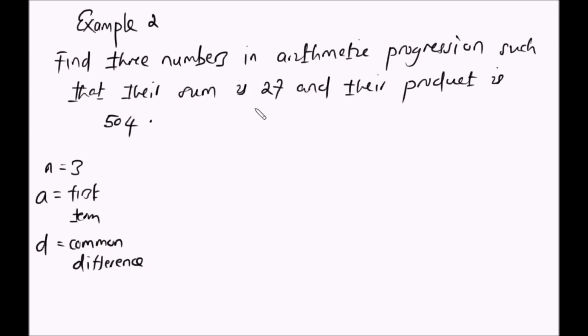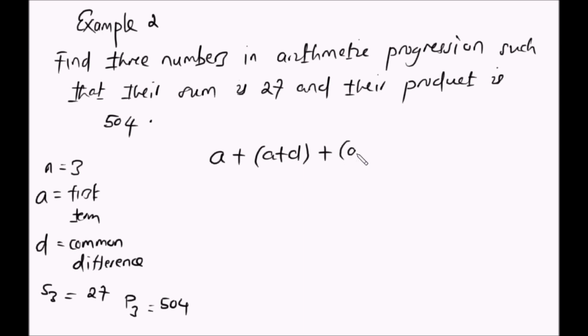Now he says the sum of these 3 numbers, S3, is 27, and then their product, P3, is 504. So these 3 numbers are in an arithmetic progression. So if the first one is a, the second one will be a plus d, and the third one will be a plus 2d.